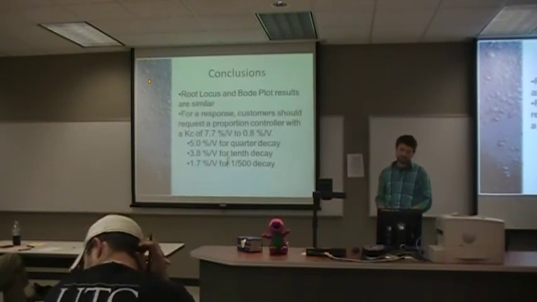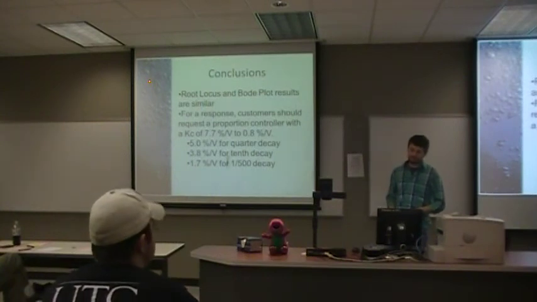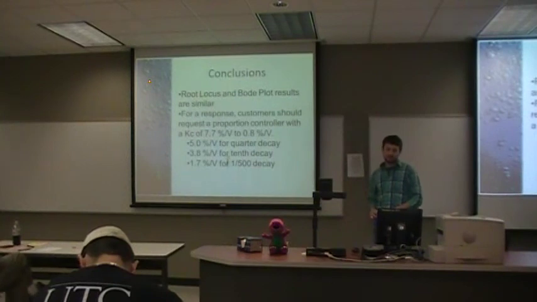For a response, customers should request a proportional controller with a KC of 0.8 volts per percent, 5 for quarter decay, 3.8 for 1/10th decay, and 1.7 for 1/500th decay.